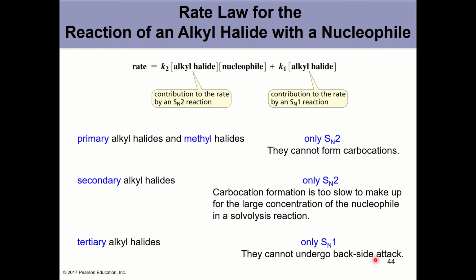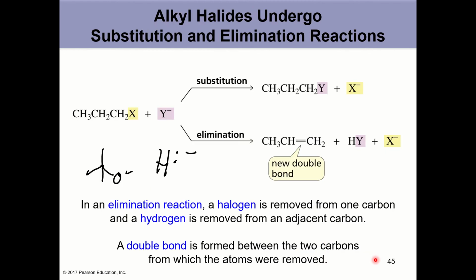But if you remember at the beginning of the chapter, we said that in chapter 9, we were going to consider both substitution and elimination. And the thing is that reactions that can undergo substitution can almost always also undergo elimination. So alkyl halides undergo substitution and elimination. We've covered our substitution reactions, both SN1 and SN2, and next we're going to cover our elimination reactions.